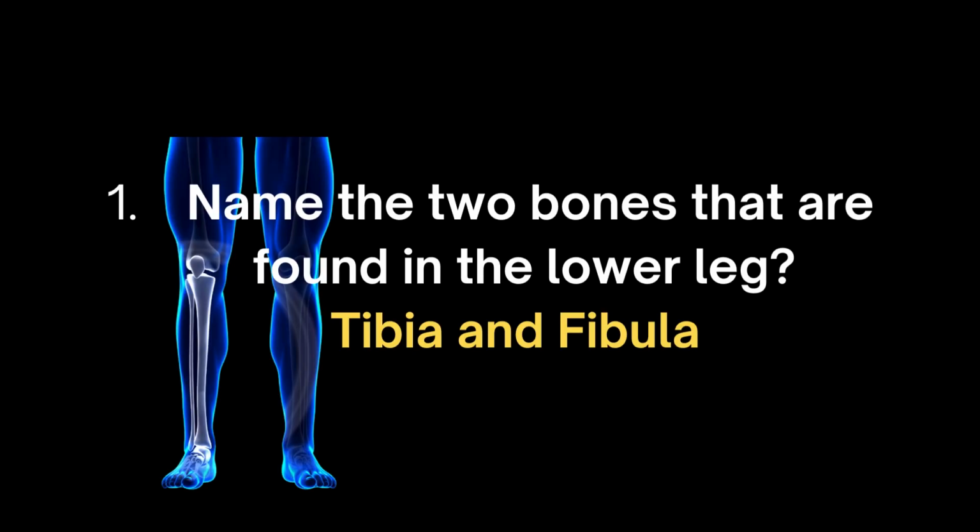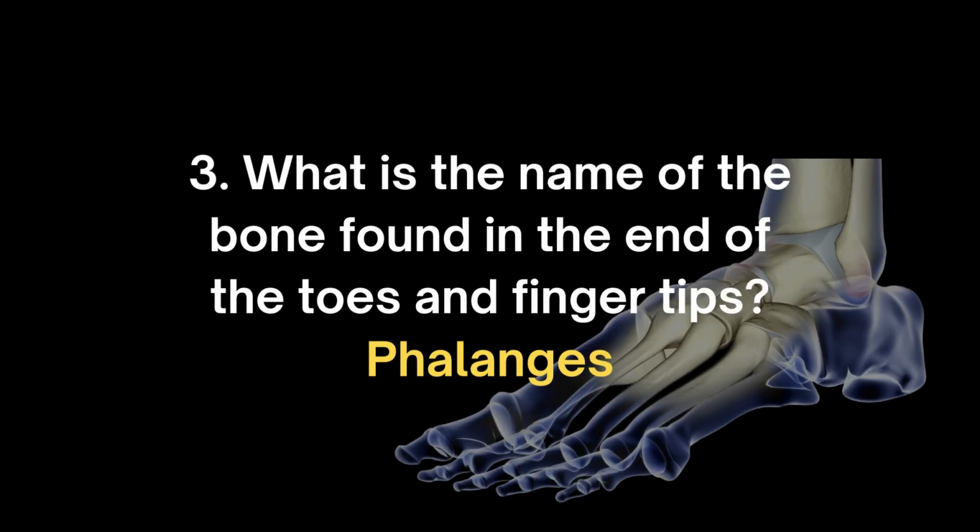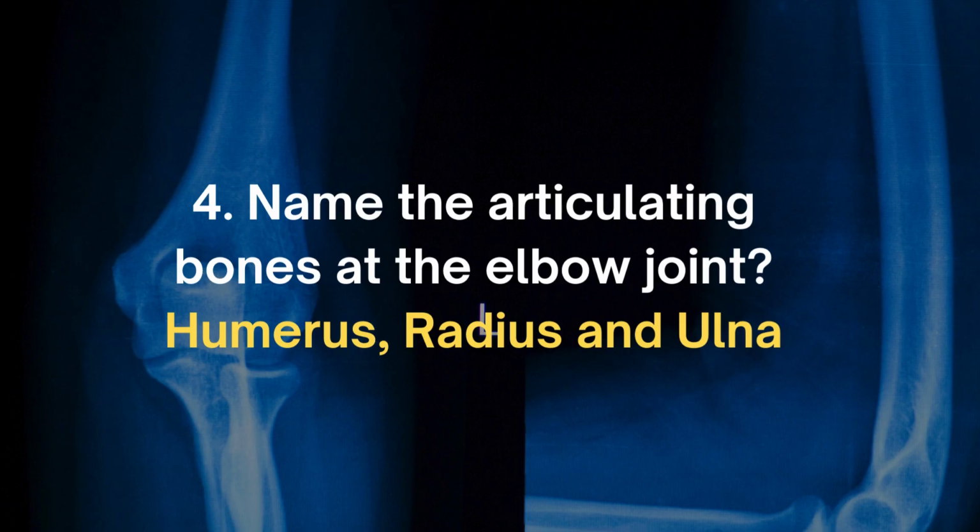Question 1. Name the two bones that are found in the lower leg. Answer: tibia and fibula. Question 2. Which bone in the leg forms part of the hip joint with the pelvis? Answer: femur. Question 3. What is the name of the bone found in the end of the toes and fingertips? Answer: phalanges. Question 4. Name the articulating bones at the elbow joint. Answer: humerus, radius, and ulna.